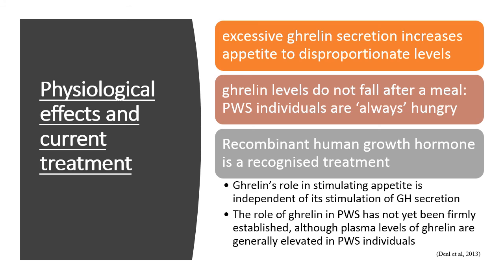In Prader-Willi syndrome, the physiological effects are quite apparent. Excessive ghrelin secretion leads to an appetite which is disproportionate to normal levels. Ghrelin levels do not fall after a meal, so Prader-Willi syndrome sufferers are always hungry and seeking food. Current treatment is human growth hormone, and this further supports that ghrelin's role in stimulating appetite is independent of its stimulation of growth hormone secretion. The role of ghrelin in Prader-Willi syndrome has not yet been firmly established, although it is apparent that plasma levels of ghrelin are generally elevated in Prader-Willi syndrome sufferers.